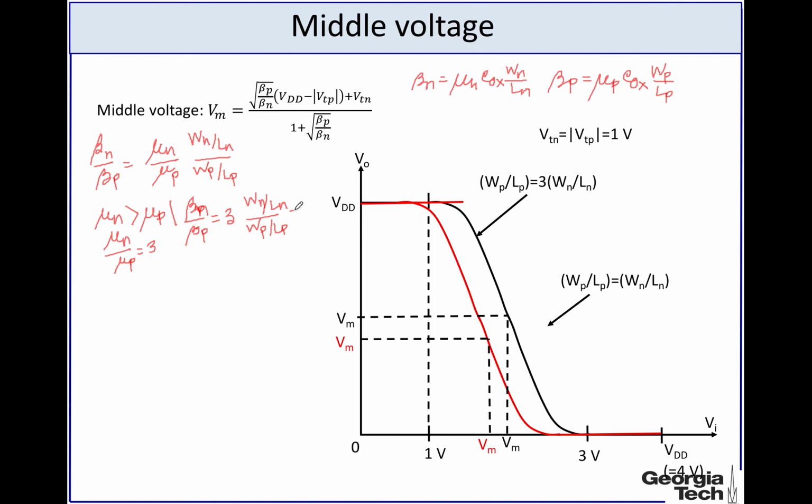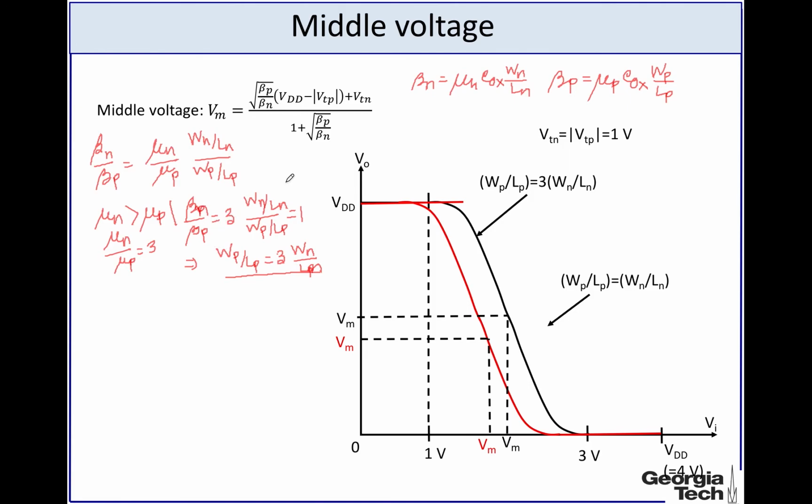If you want beta n equal to beta p, then what you will see is that Wp over Lp equals 3 times Wn over Ln. So this is what you need to make sure to have. So Wp over Lp should be 3 times Wn over Ln to have beta n equal to beta p.